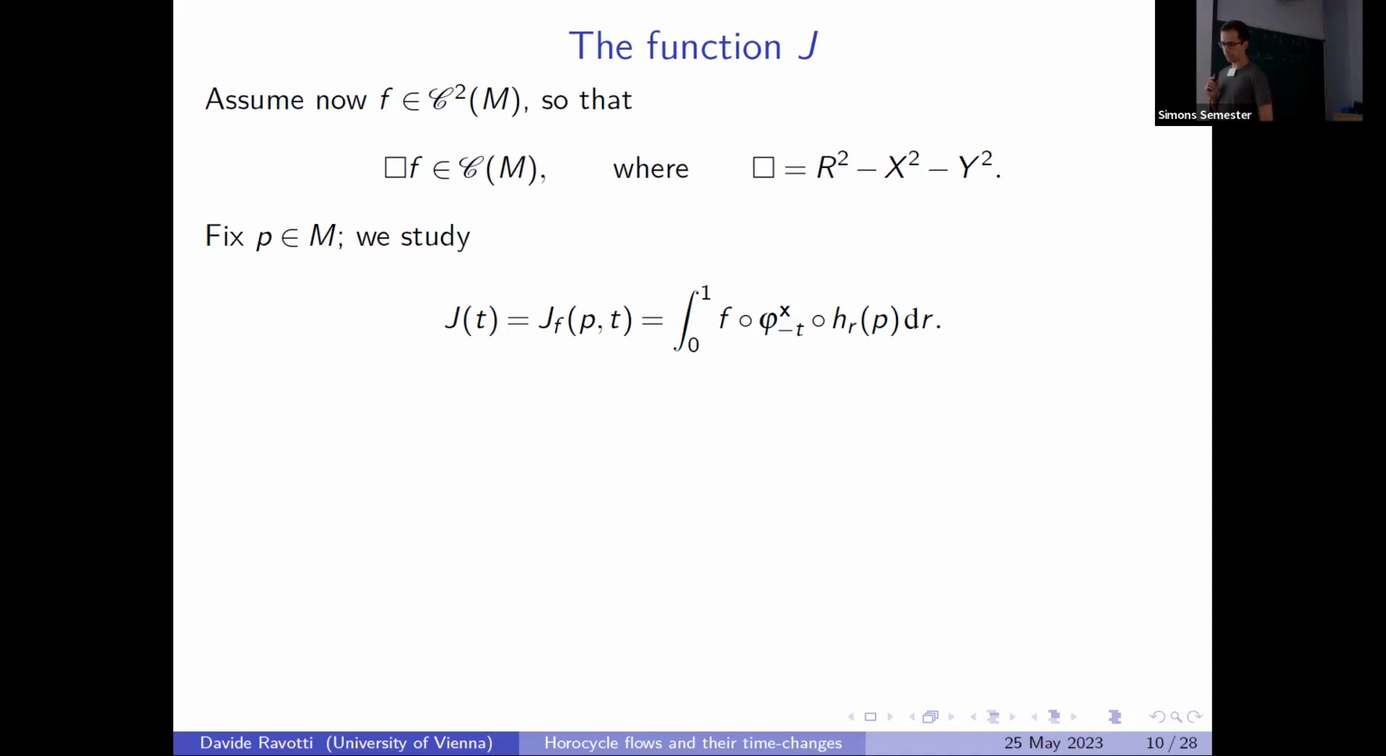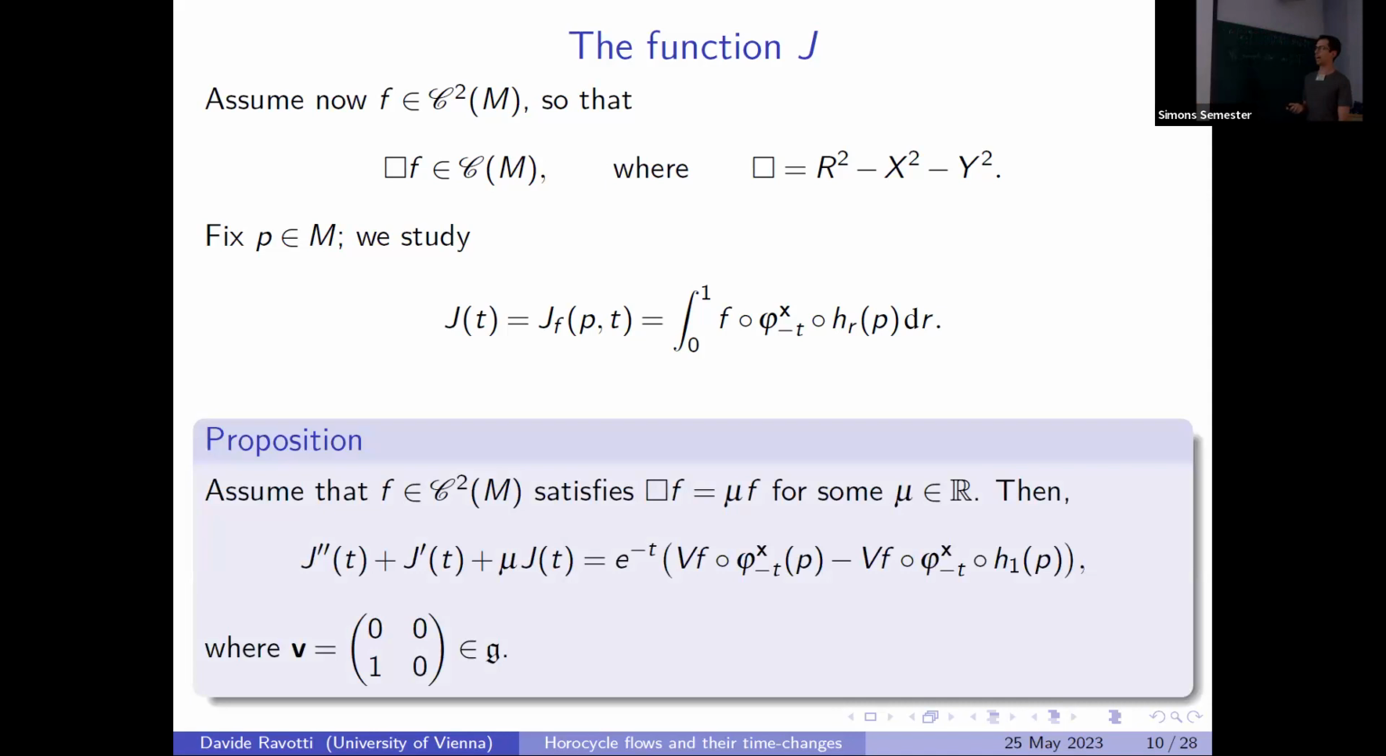And here comes the key idea. Assume that your function was not just a C2 function, but was also an eigenfunction of the Casimir operator. Assume that I give you a C2 function, well, it would be C infinity, such that when you apply the Casimir operator, you obtain a multiple of itself. I haven't said it, but these operators turn out to be self-adjoint, so the eigenvalues are going to be real for sure.